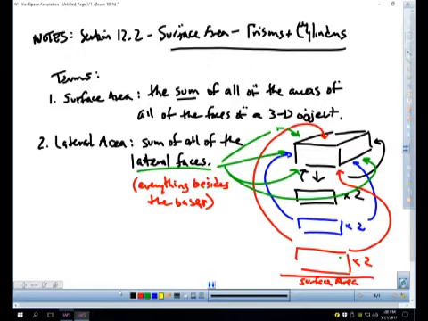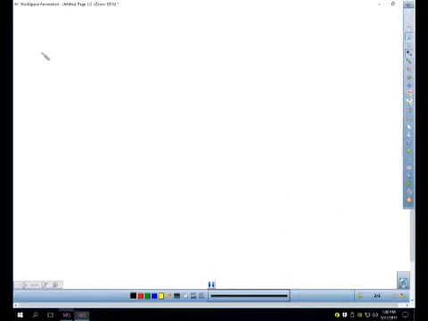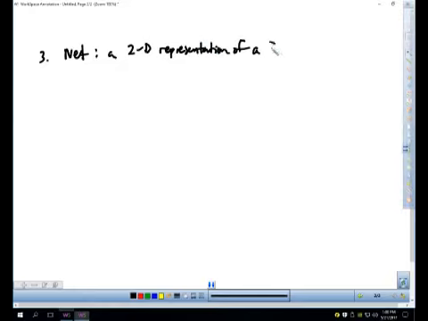Okay, I'm going to switch gears a little bit here now. We're going to talk about our third term today, and it's called a net. I know there's lots of different definitions for what a net is, but geometry speaking, a net is a two-dimensional representation of a three-dimensional object. So a 2D picture of a 3D object.